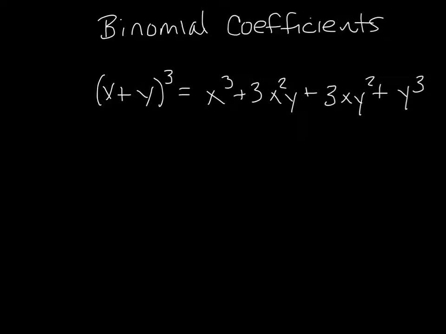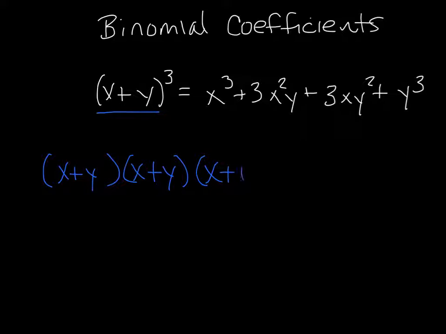Binomial coefficients are the coefficients that we look at when we take something and expand it. So here we have (x + y) cubed. Now, typically, you're going to have to take (x + y) times (x + y) times (x + y), and so you have to box this out and then take that answer and box it out with that one. And this is the answer you would get.